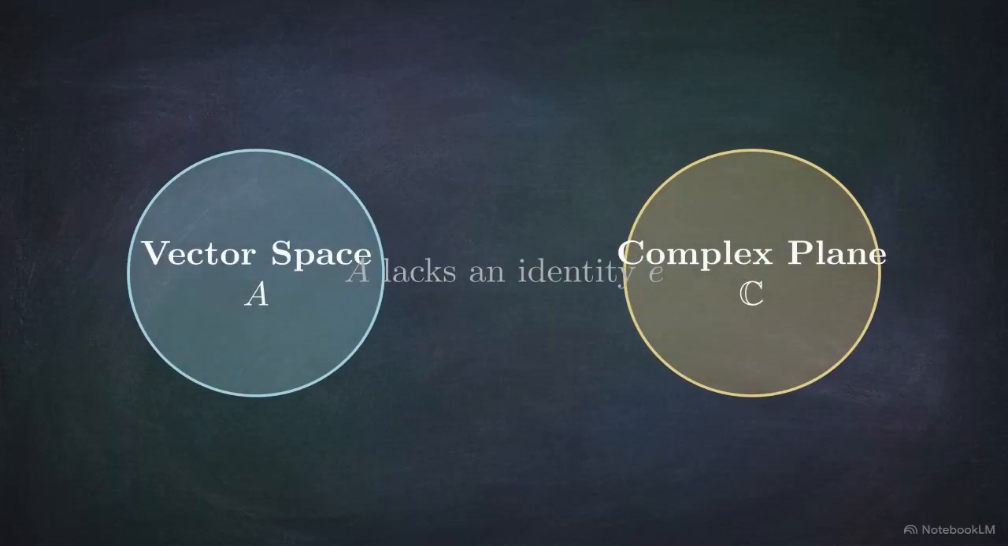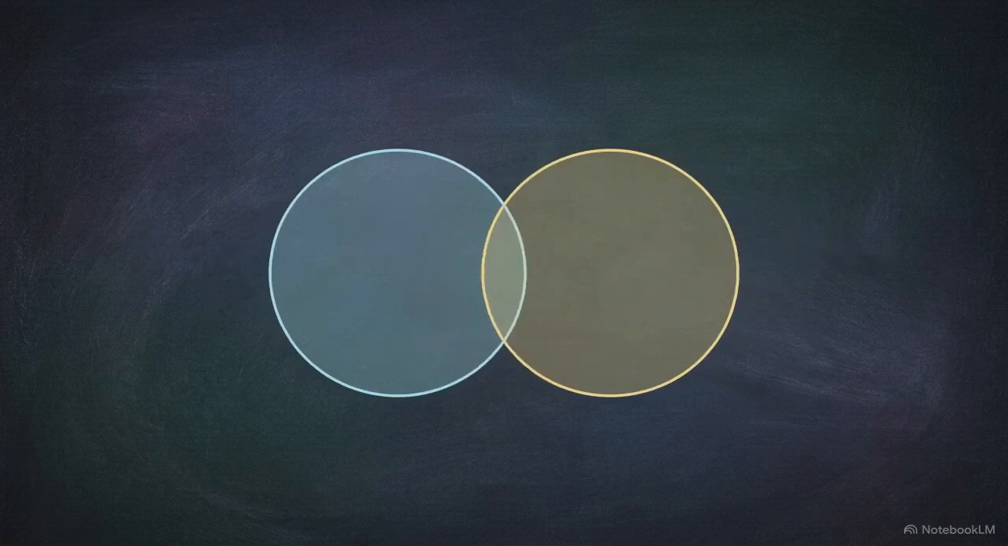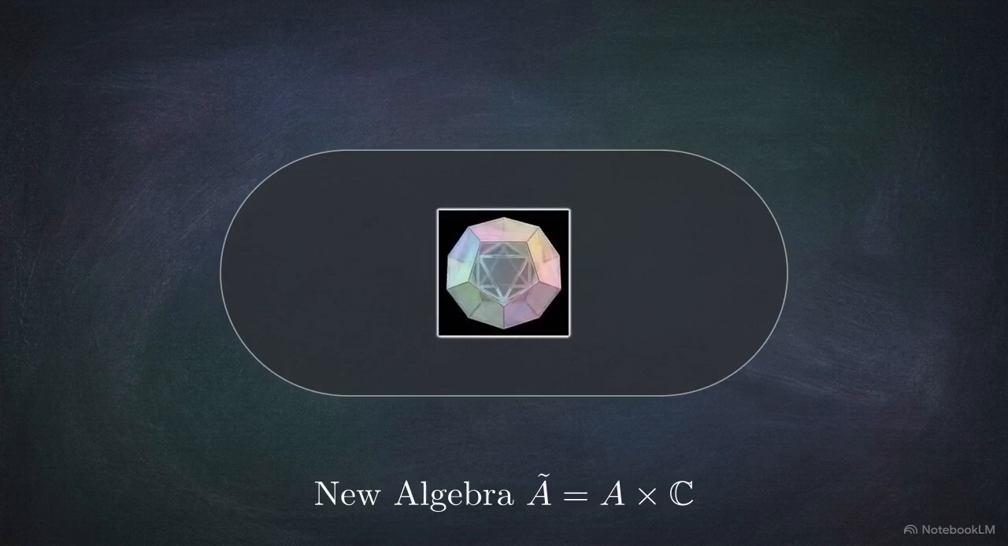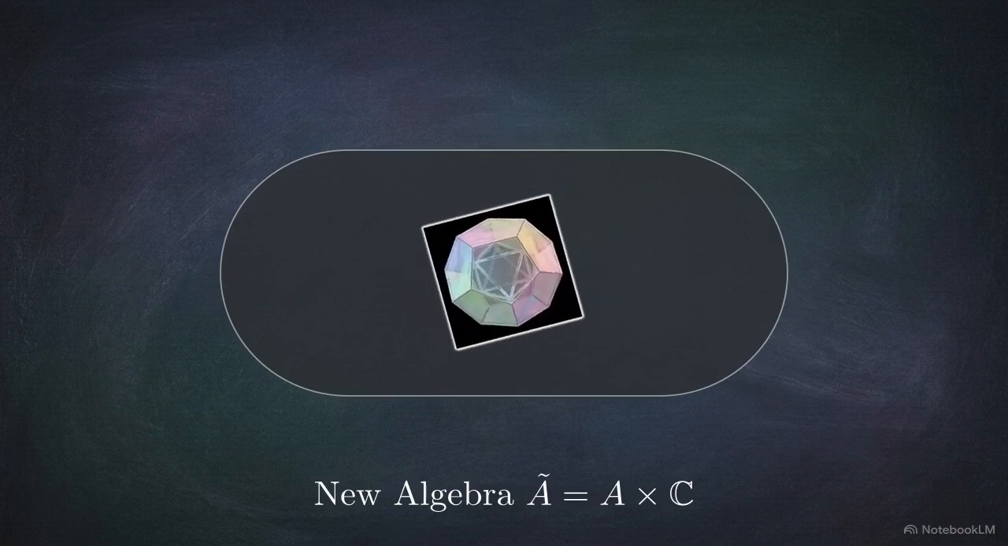Some Banach algebras don't naturally have an identity element. To fix this, we pair the vector space A with the complex plane, creating an ordered pair, x and alpha. We assign the coordinate 0, 1, which acts as our new identity E, preserving the norm inequalities.